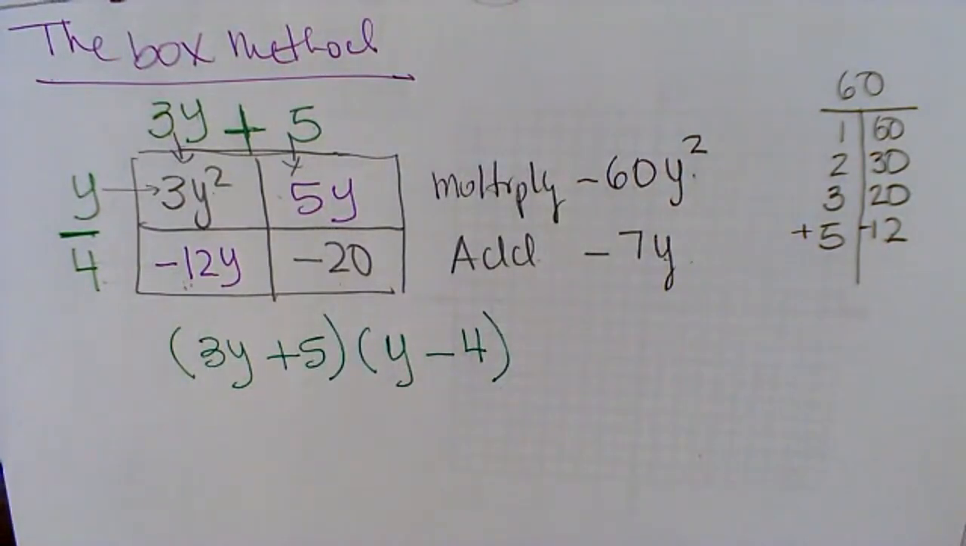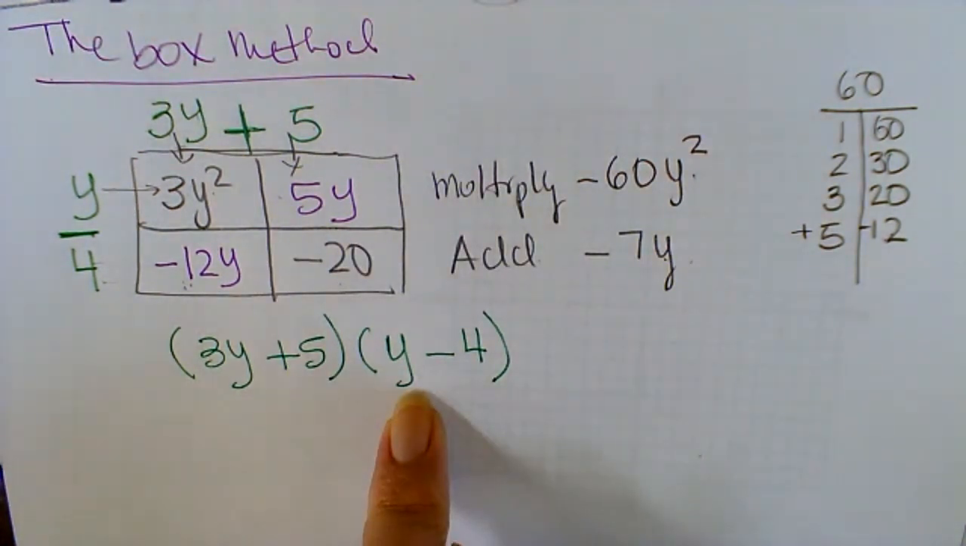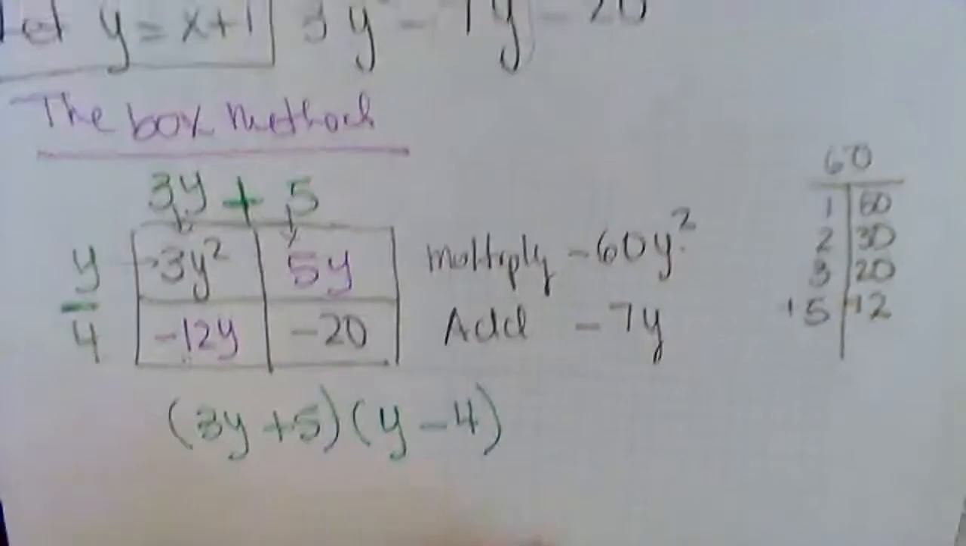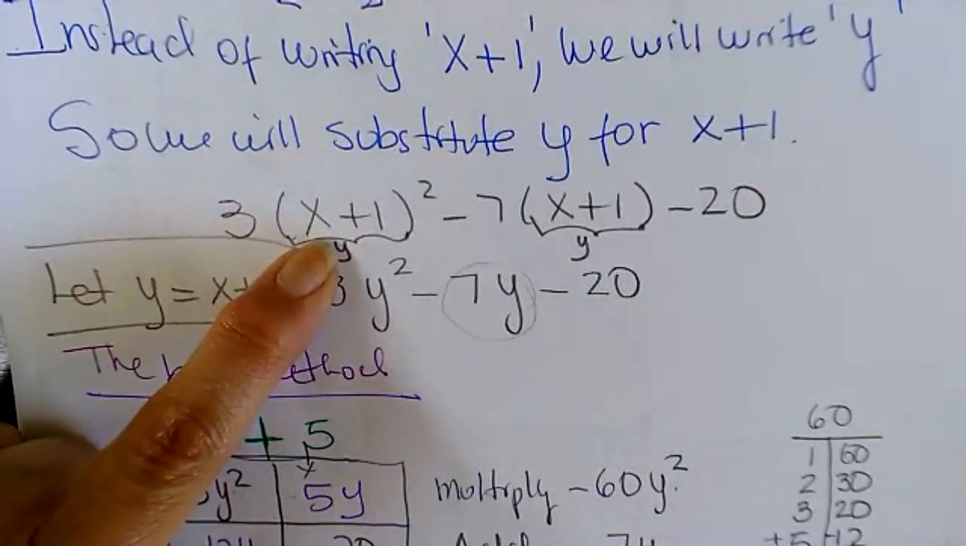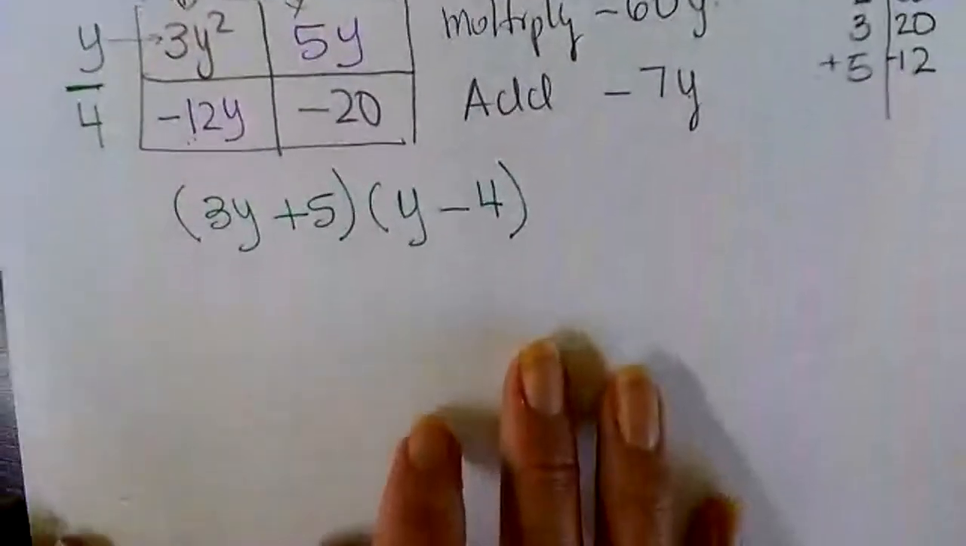But we're not done, okay? Hold on. We're not done yet. We need to go back. This is written in terms of y. And our problem was in terms of what? X. So we need to replace y. So let's go back and do that.